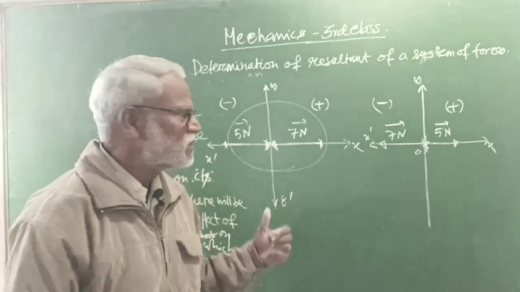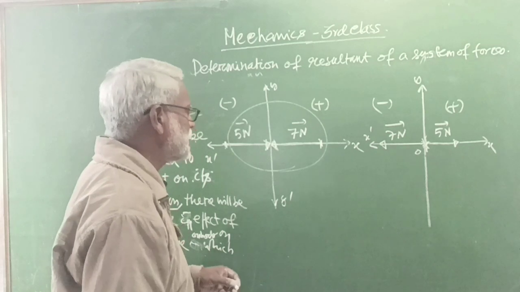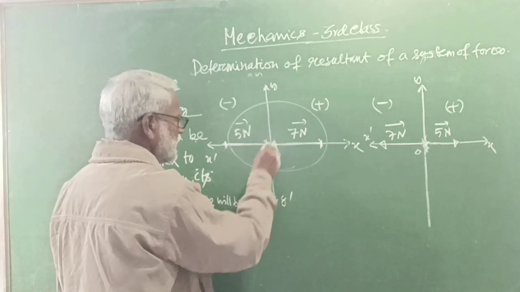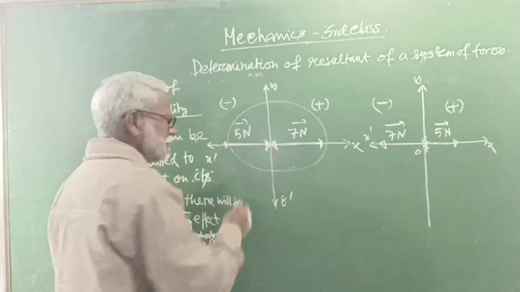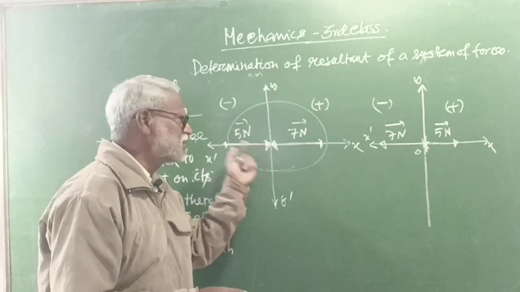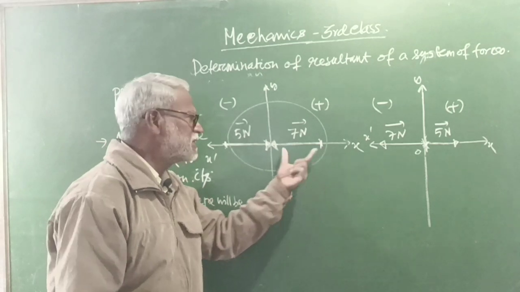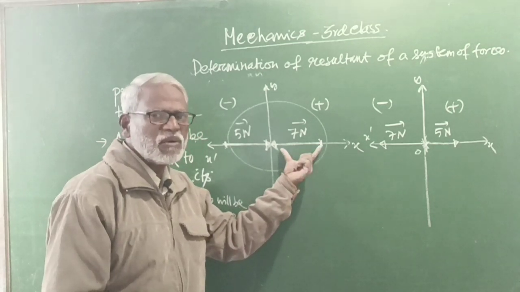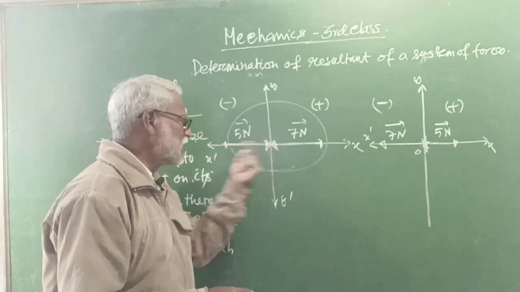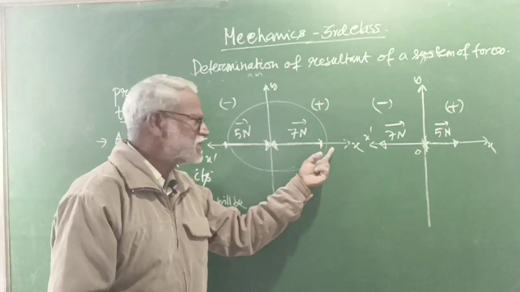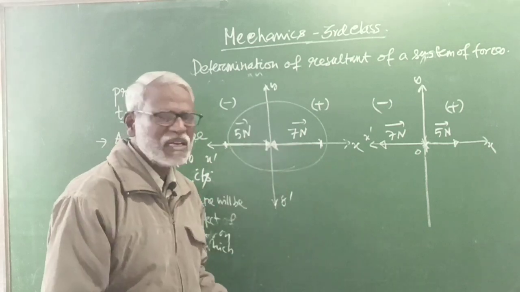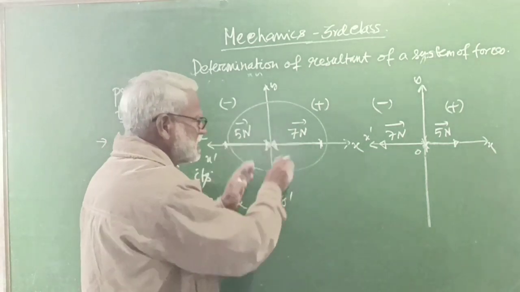There will be no change of the effect of the force on the body. So this is your principle of transmissibility. So you see this is a 5 Newton force. It is now on the negative side of the x axis, but its direction of action is towards the positive direction. Similarly, the 7 Newton is on the positive side of the x axis, but its line of action is towards the negative side. That means we change this scenario to this one.